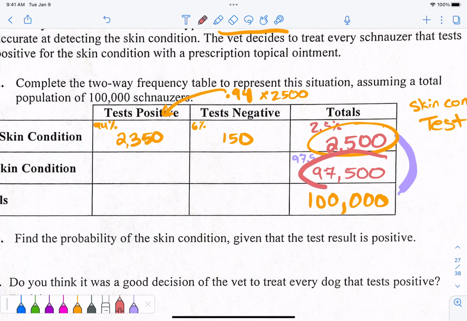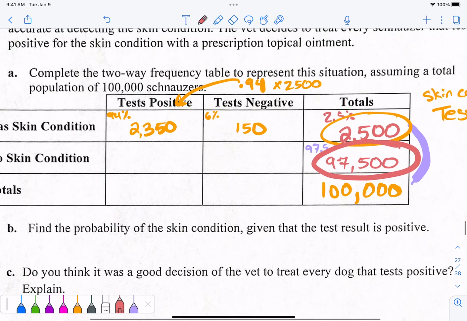Okay, now let's do the other one. So there are 97,500 that are in the not sick category. What percent of the time are they testing positive? 6%. 6% of the time they're doing what they're not supposed to, right? So what's 6% of 97,500? You take it times 0.06.